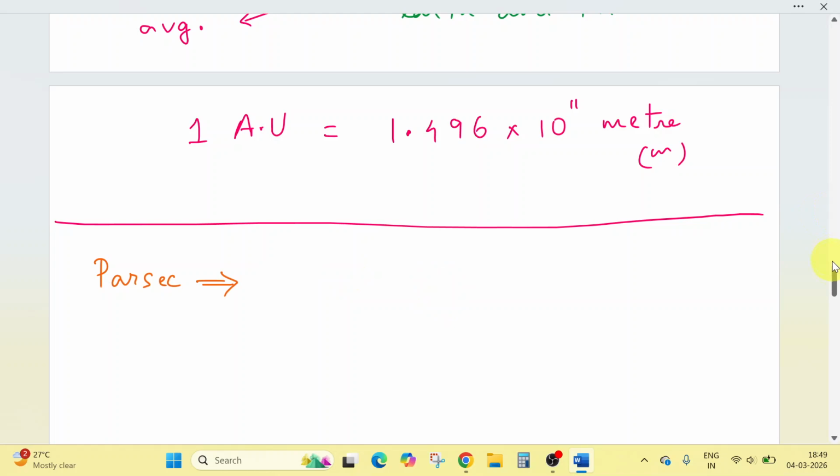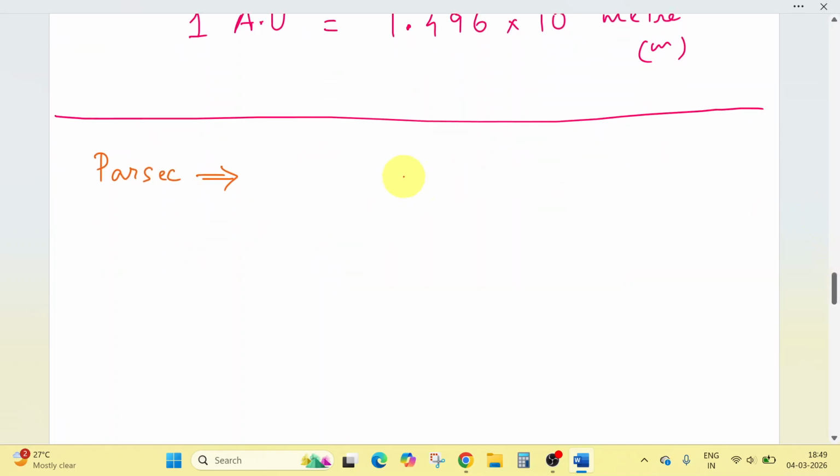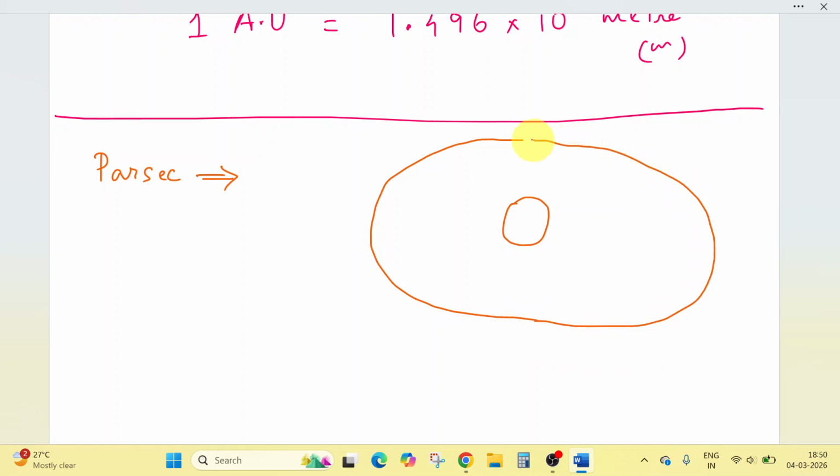See, semi-major axis. Suppose the orbit of Earth is like this. Suppose this is Sun. Now orbit of Earth is not circular. You know that it is elliptical, isn't it? This is Sun, and Earth is here. It rotates. This is Earth.